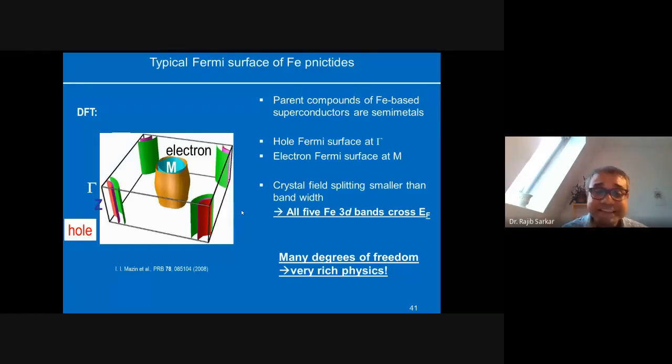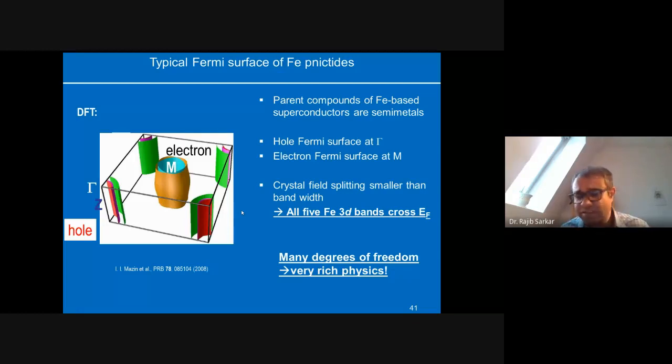So that means in these iron pnictides you have many degrees of freedom, and many degrees of freedom means you have very rich physics. So you can do a lot of interesting physics. Of course, you can get applications and technological things. This is also important, but an additional important thing is to understand the physics, to understand nature, to improve your knowledge. You can do that also by doing this kind of physics.